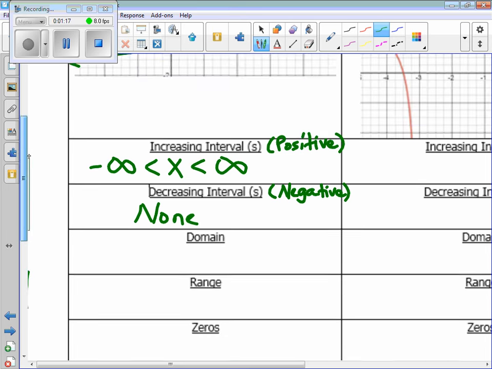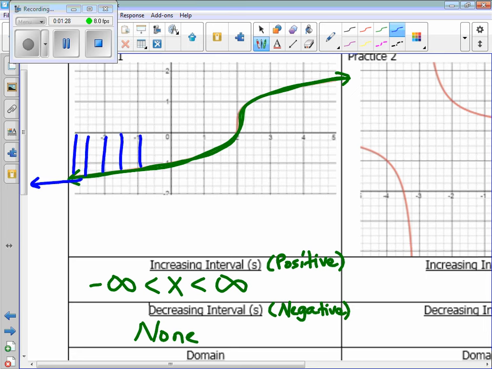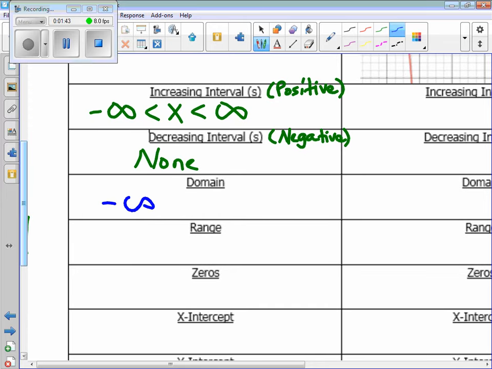Domain is the x values. So the x values, as they keep coming from the left, they're coming from bigger negative numbers, and then they continue on and on and on. Like the x value here is at 6, keeps going to the right, 8, but keeps on going to infinity. So the domain is negative infinity to infinity. You can also write this as all real numbers.